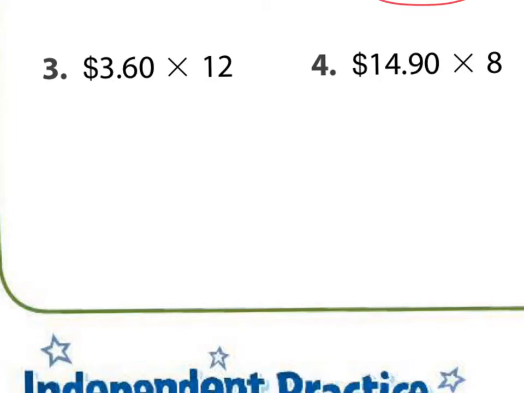So you're going to write it vertically just like we normally do. $3.60 times 12. We're going to multiply this 2 by every number on the top. So we're actually doing 360 times 2. And that's going to be right here. Then we're going to go to the 1, which is actually in the tens place. And we're going to multiply 360 times a 10. And that will be the second partial product.